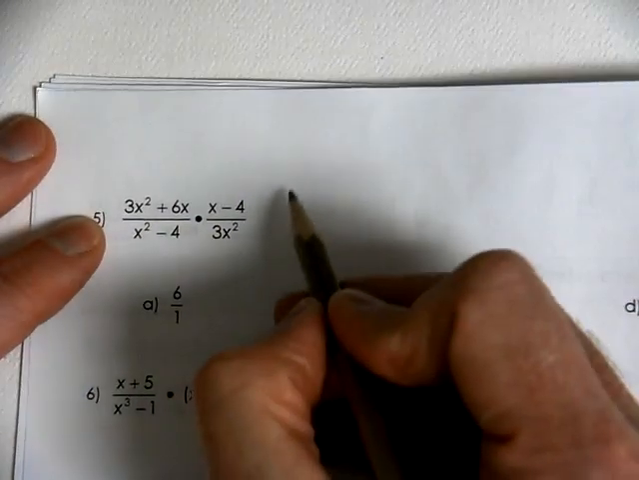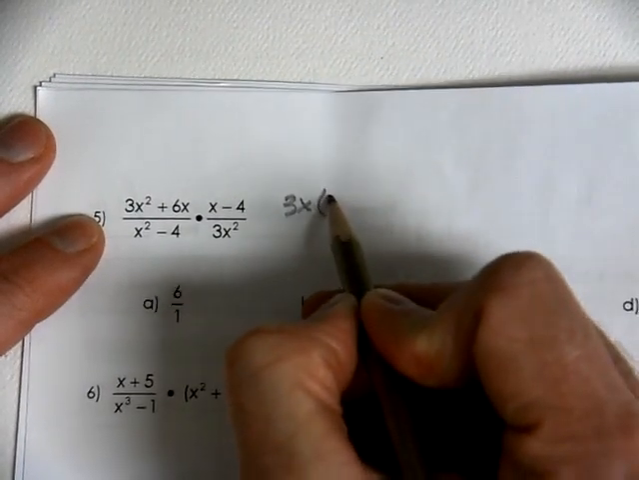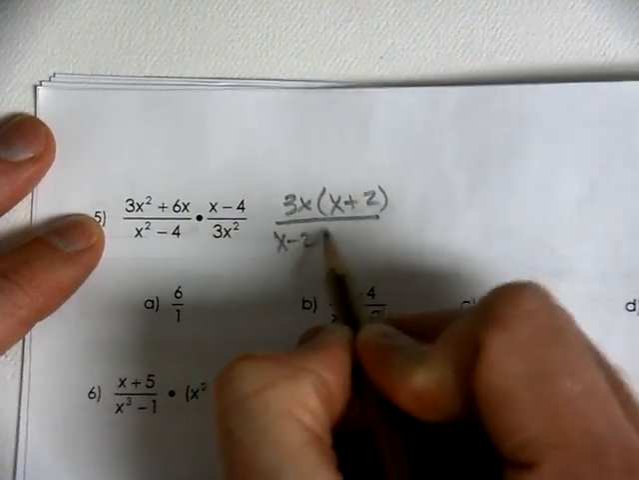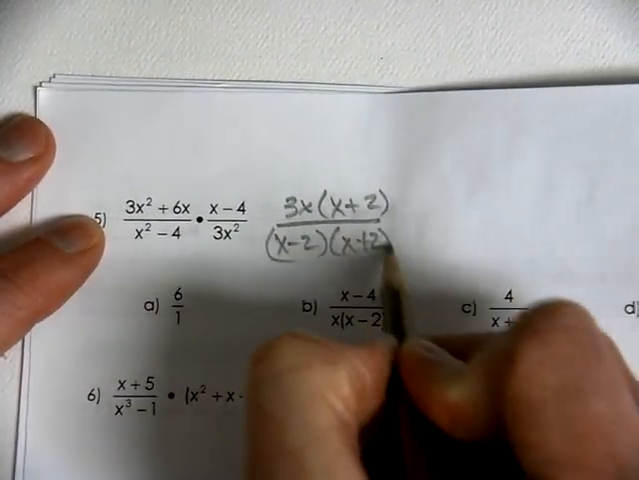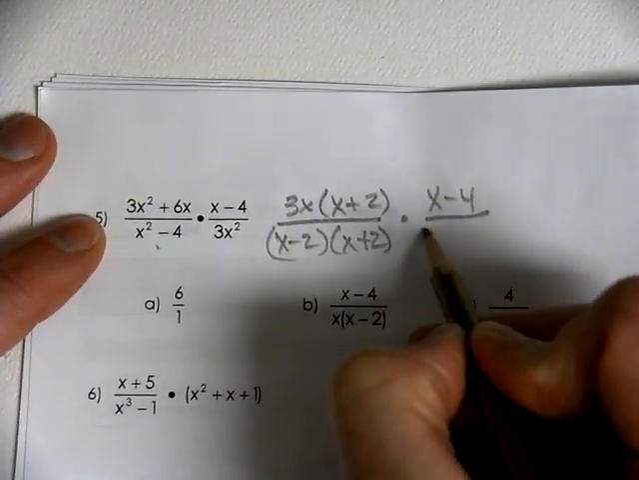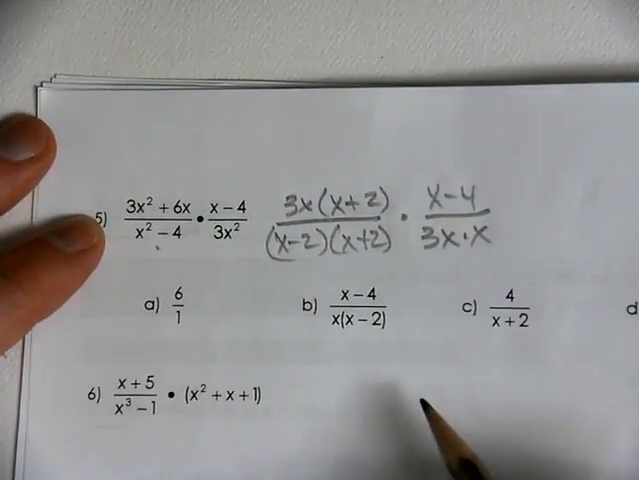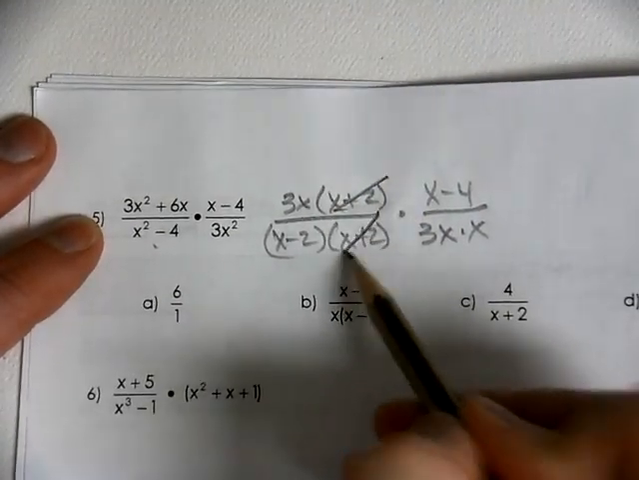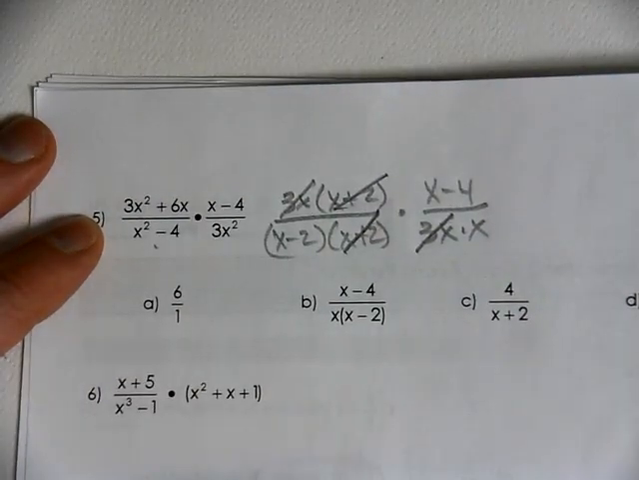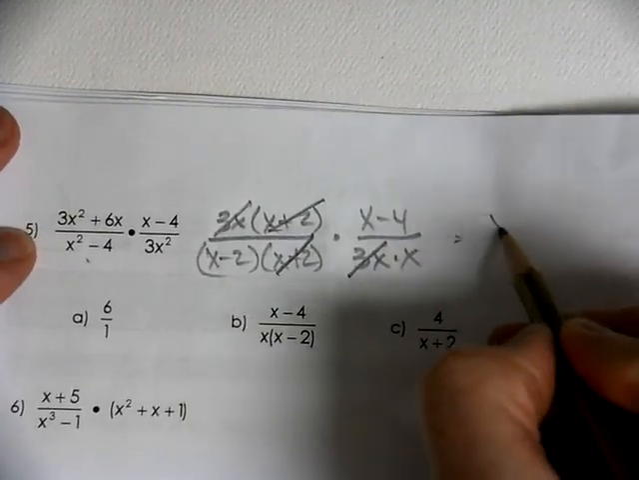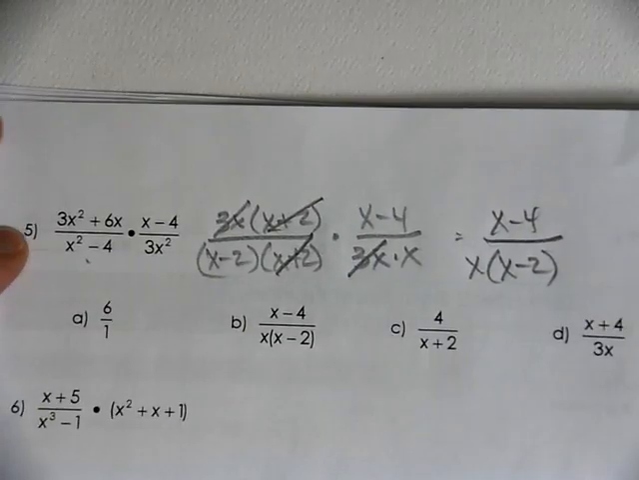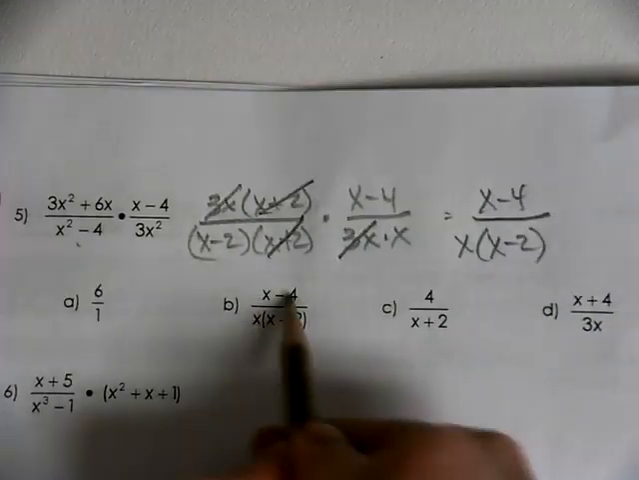Here we're going to factor apart. So 3x comes apart and we have x plus 2, x minus 2, x plus 2. This is x minus 4, and this is 3x times another x. So the x plus 2's cross off, the 3x crosses off, and we're left with x minus 4 and an x, x minus 2. That looks like letter B.